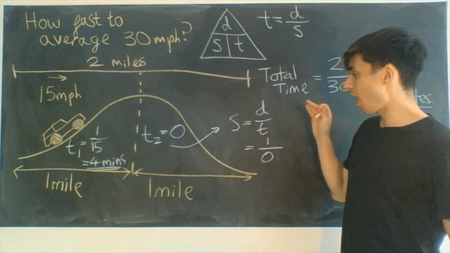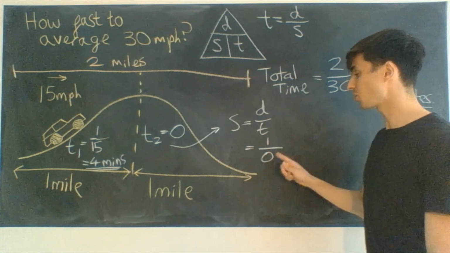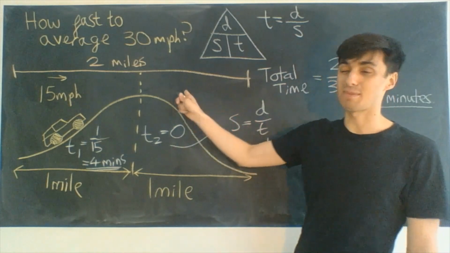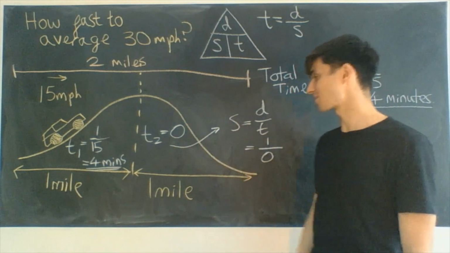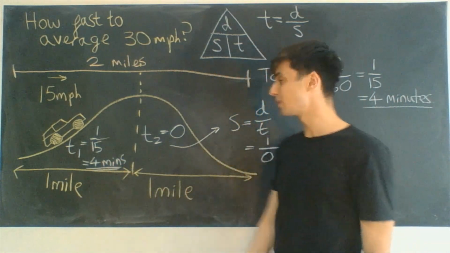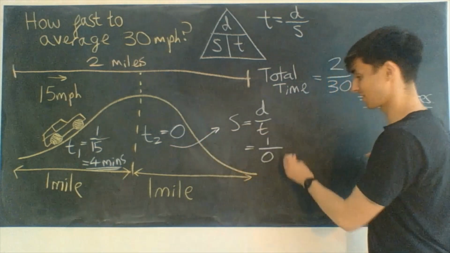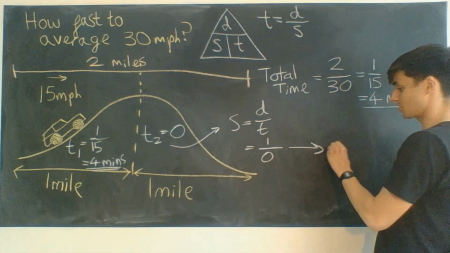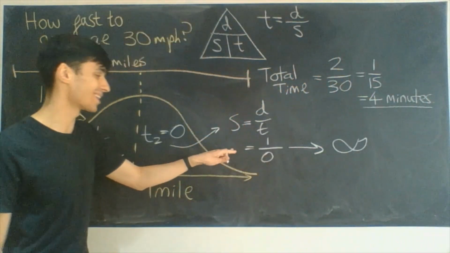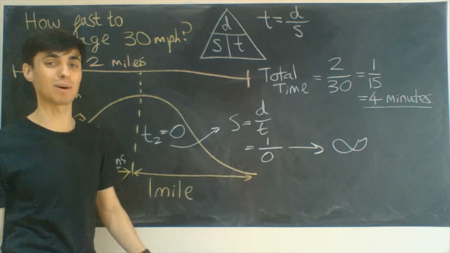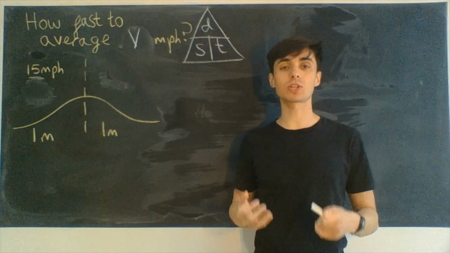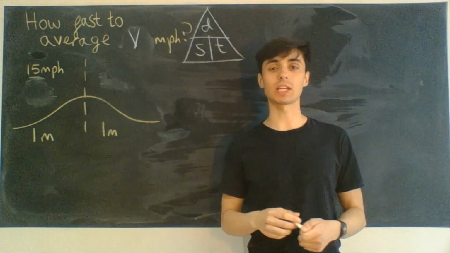I really like this problem because it's not an intuitive answer. At first glance you think maybe it should be 30 miles per hour or 45 or something sensible, but no, you've already used up all your time for the 4 minutes going uphill. You have to go infinitely fast. If you can put this, it tends to infinity. You'd have to go infinitely fast on the other side to ever hope to average 30 miles per hour. In the second part of this video, we're going to look at this problem a little bit more generally.